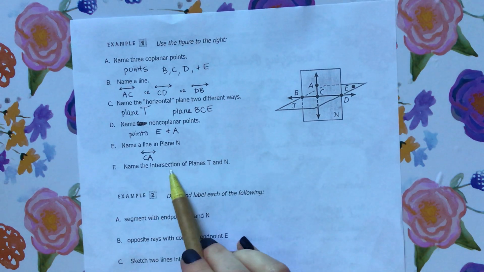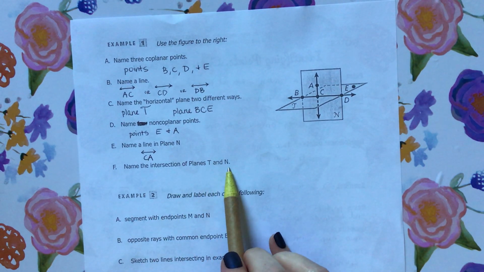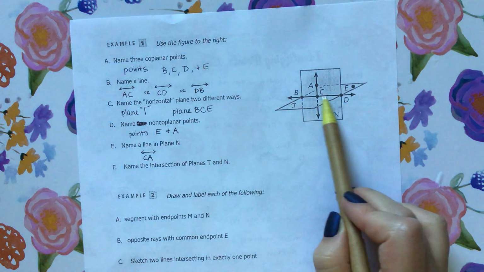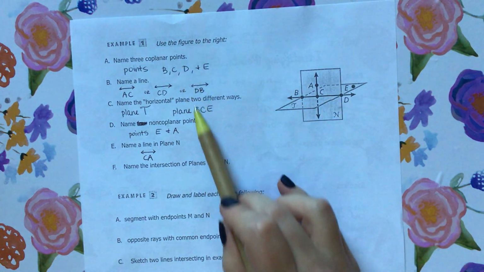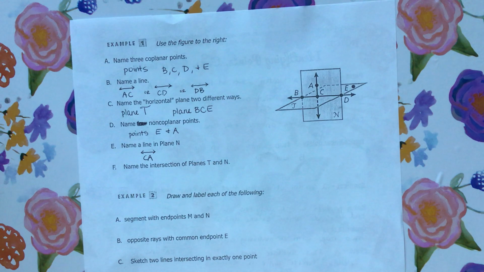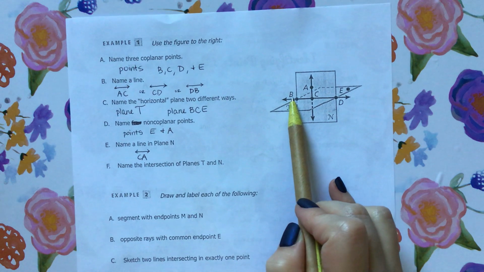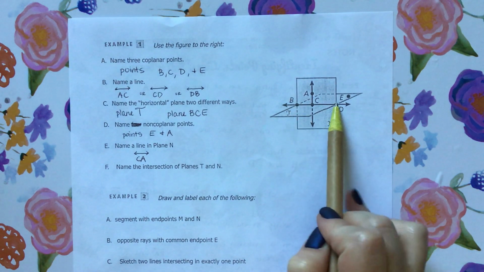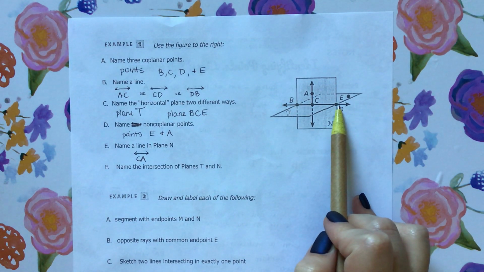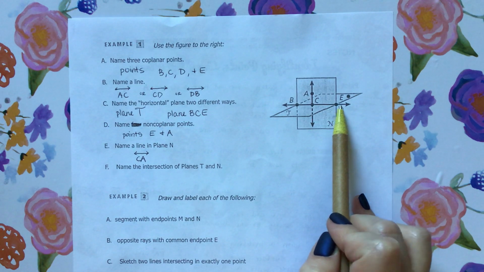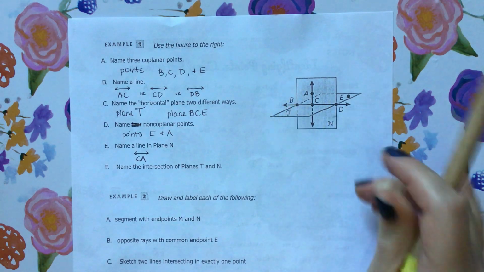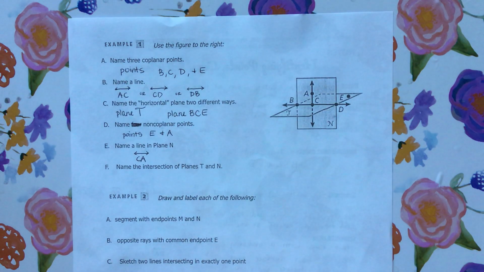Then it says, name the intersection of planes T and N. This intersection right here is what's making all these other things have more than one answer, because when 2 planes intersect, that means their intersection is in both planes. So name the intersection. Remember that this is just a drawing, and we cannot actually draw a plane that goes on forever, otherwise we would never stop drawing it. So it is implied that this plane extends forever.